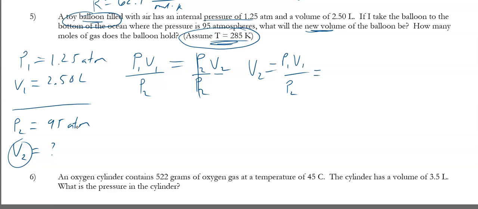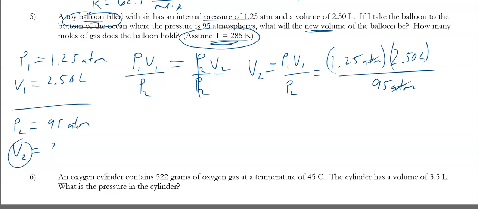Let's go ahead and plug these in. P1, 1.25 atmospheres, and then V1 is 2.50 liters, divided by P2, which is 95 atmospheres. Units, atmospheres cancel. We're going to be left with liters. That's what we're looking for here. And whenever we plug that in, we are going to get 0.033 liters. So the new volume equals 0.033 liters.